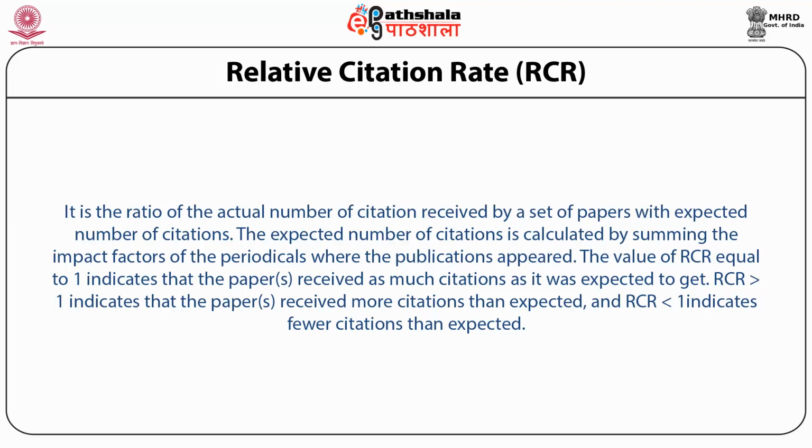RCR greater than 1 indicates that the papers received more citations than expected, and RCR less than 1 indicates fewer citations than expected, which again reflects poorly on the scientific performance of the nation being studied.